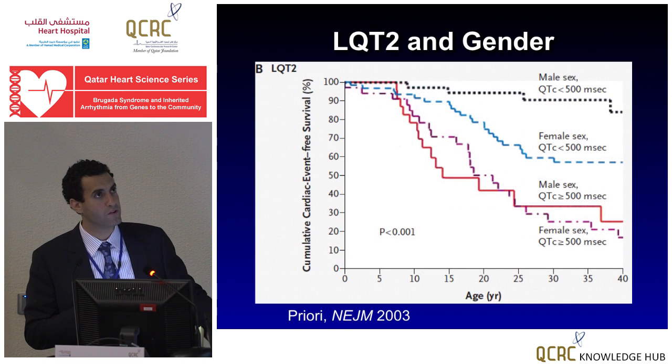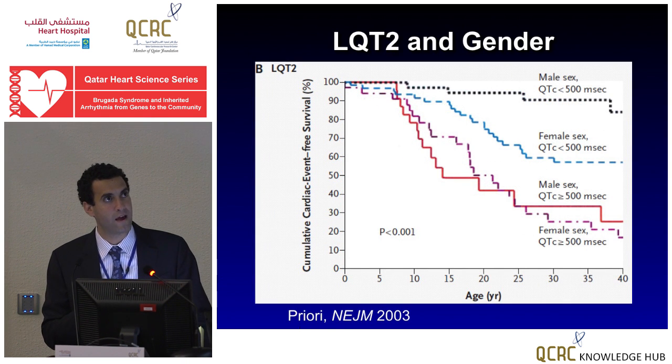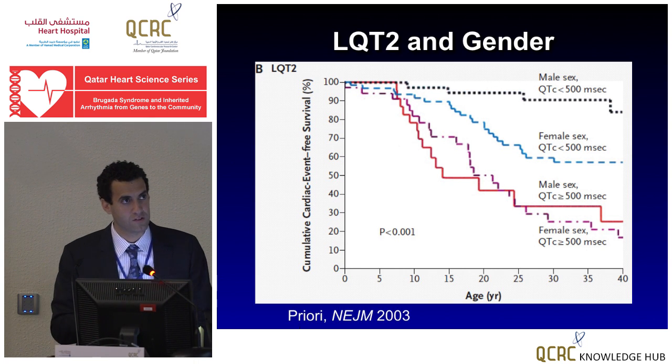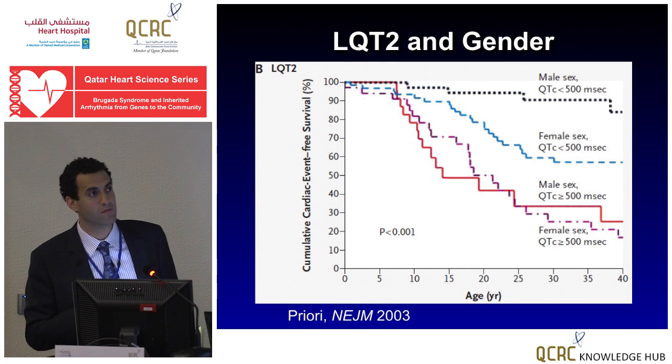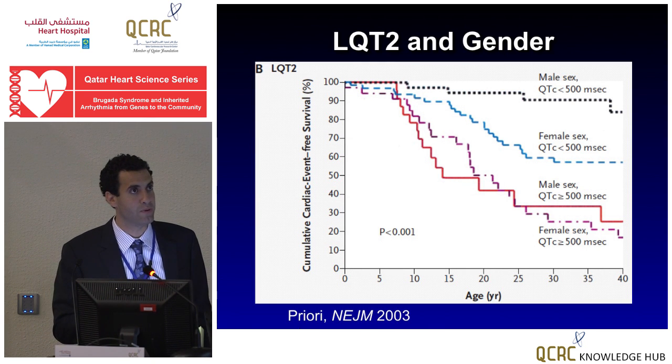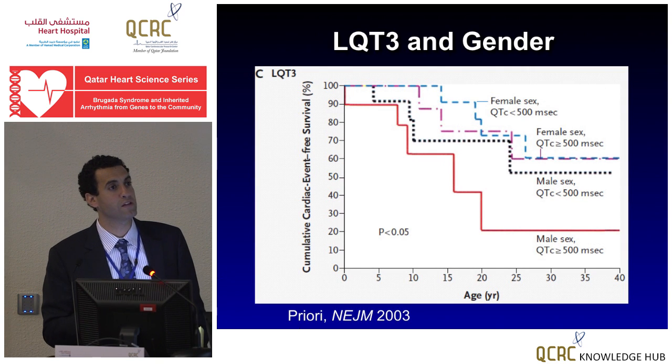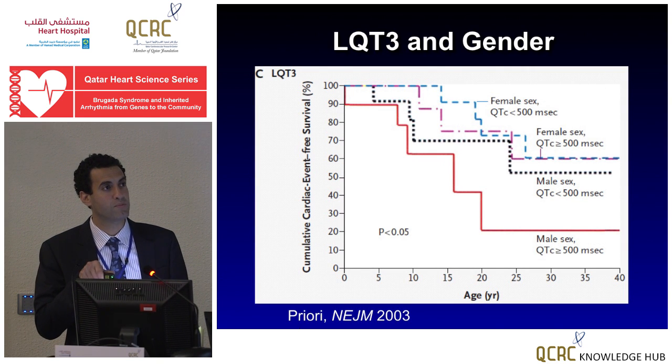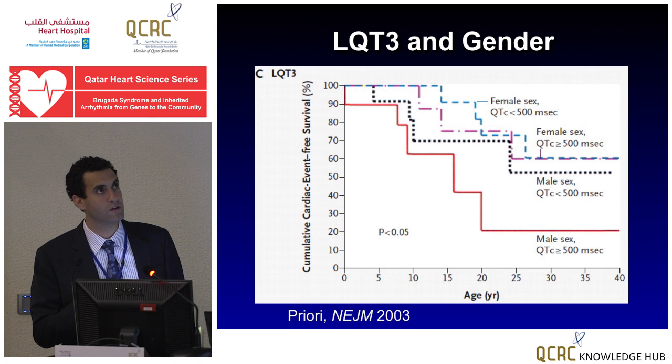Long QT2 follows similar but slightly different patterns. Again, male with QTCs that are not very long are best prognostically, and worse prognostically are female with QTCs that are 500. That's relatively the same. And then here in the middle, you see that the males with QTCs greater than 500 also are considered high risk in long QT2 patients. Long QT3, the males with QTCs that are prolonged are considered the highest risk for sudden death.